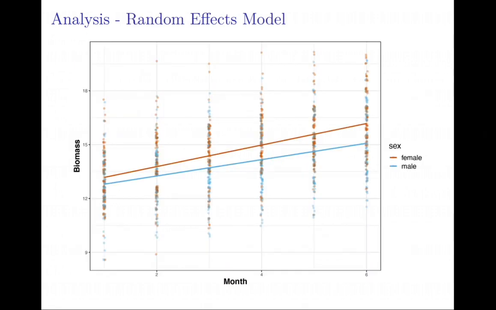So what does that look like if we were to plot our mixed effects model? Here you can see that biomass consumed across months is increasing, and that the sex of the snails makes a difference. So you can see that female snails consume more biomass than male snails.